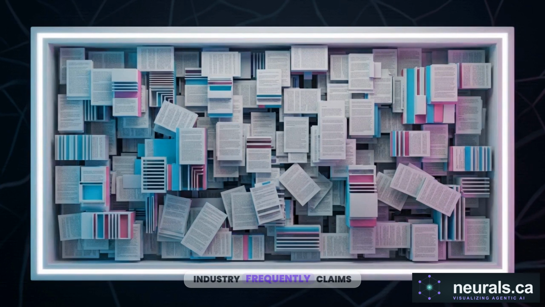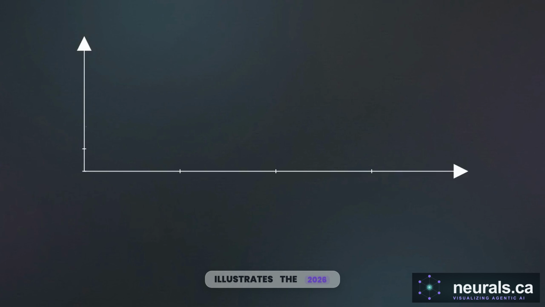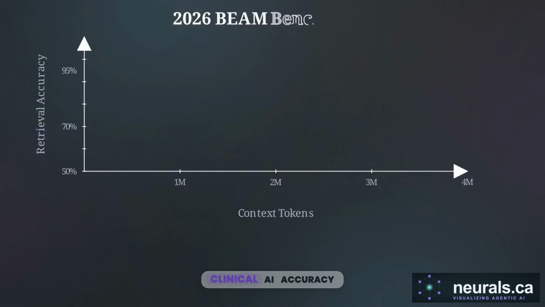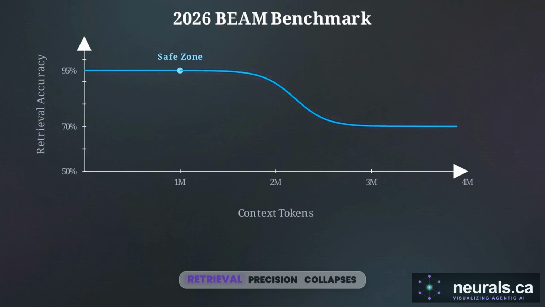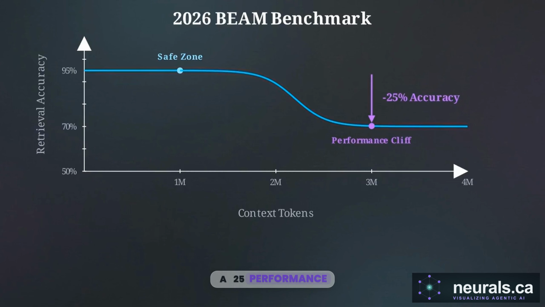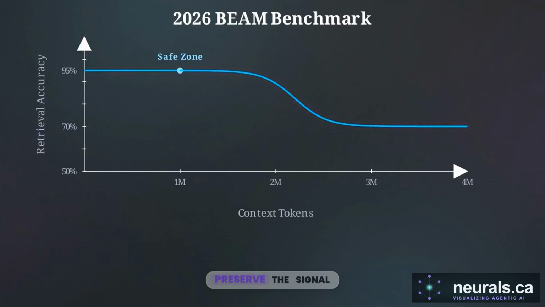The industry frequently claims that simply expanding an LLM's context window solves the memory problem. It does not. The hard part isn't storing, it's forgetting well. This graph illustrates the 2026 BEAM benchmark for clinical AI accuracy. At 1 million tokens, a brute force context window holds stable. But as the patient history expands toward 3 million tokens, retrieval precision collapses. The system suffers a 25% performance drop. To prevent degradation, the architecture forgets noise to preserve the signal.